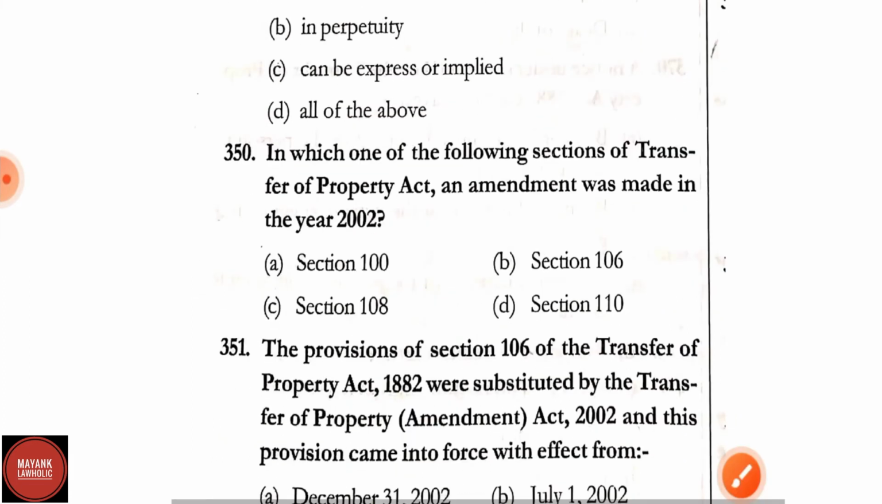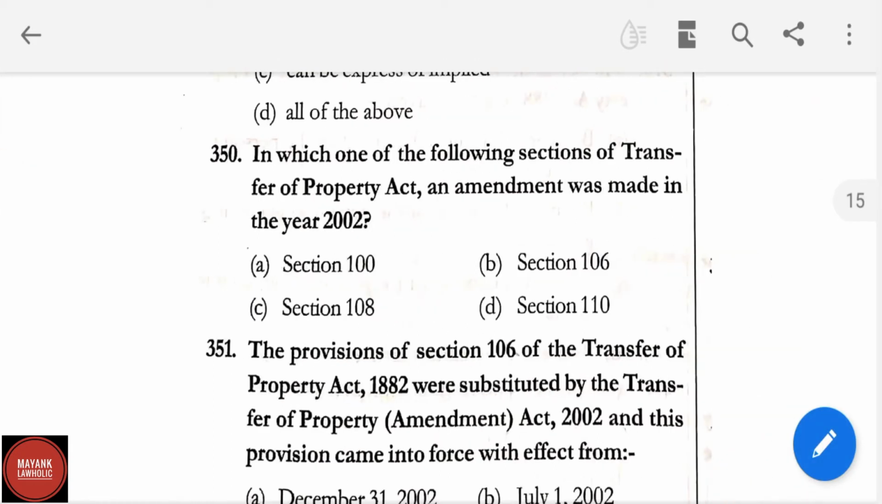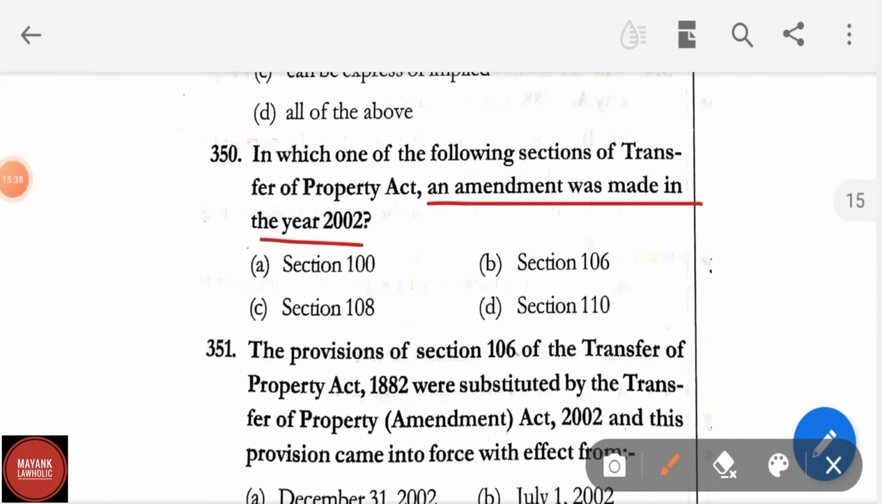Question number 350. In which one of the following sections of TPA was an amendment made in the year 2002? Section 100, section 106, section 108, section 110. Correct answer is option B, that is section 106. In 2002, an amendment took place in section 106.